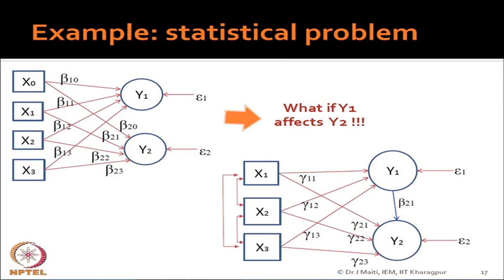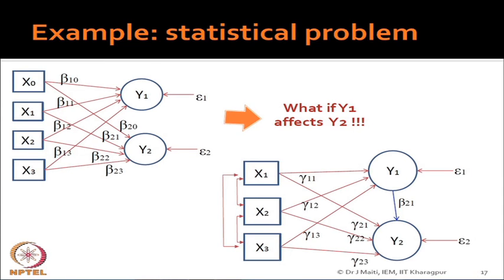What is the other problem? The other problem is that between y1 and y2 there may be a relationship. It may so happen that y1 may affect y2. That means y1 is not only a dependent variable or response variable, it also becomes a causal variable or explanatory variable. It all depends on the situation. Suppose in your situation this is not the case, no problem, but many a times you will find that this type of structure is there.